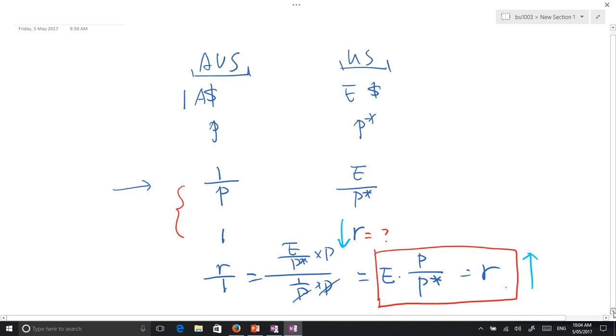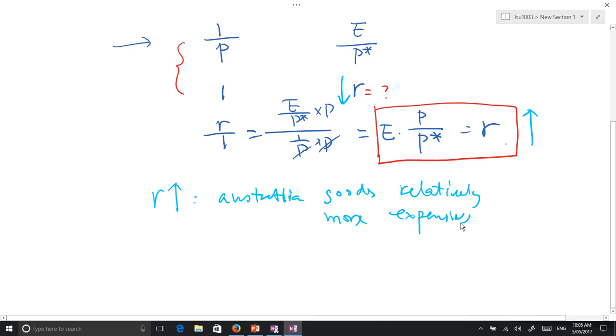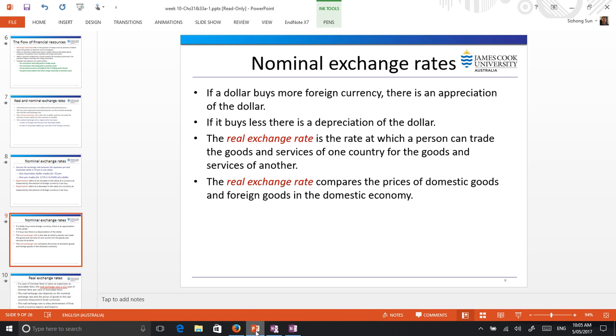So now this real exchange rate: real appreciation, Australian goods become relatively more expensive. Real depreciation, Australian goods become relatively cheaper. Okay, so that's the real exchange rate.